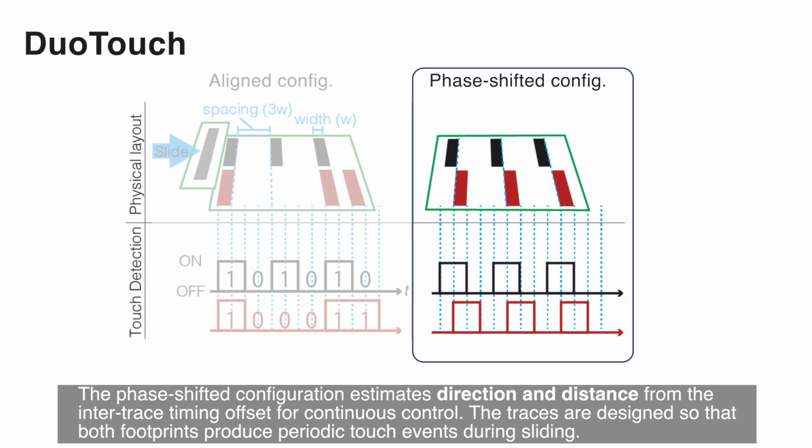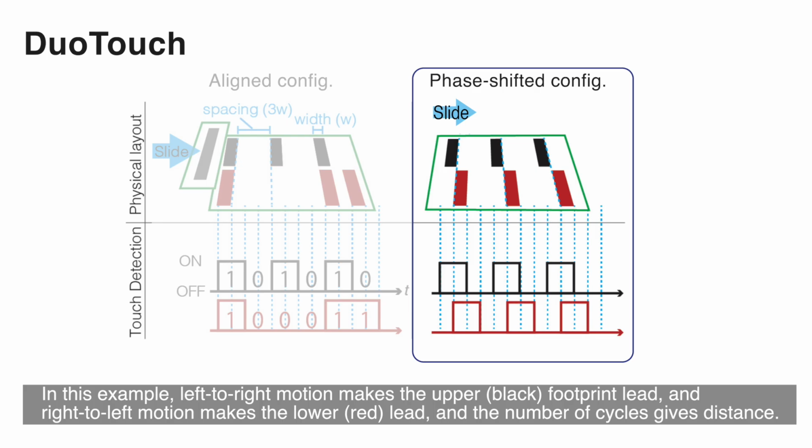The phase-shifted configuration estimates direction and distance from intertrace timing offsets for continuous control. The traces are designed so that both footprints produce periodic touch events during sliding. In this example, left-to-right motion makes the upper footprint lead, right-to-left makes the lower lead, and the number of cycles gives distance.